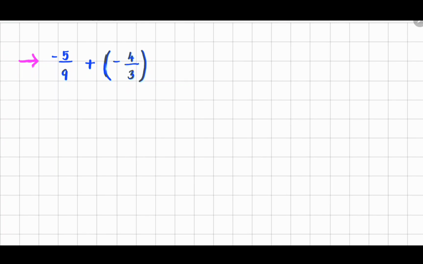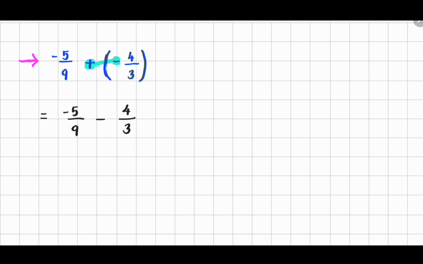We could solve the previous example using the LCM method. First, remove the brackets by multiplying the signs before and after the bracket. That's usual. We get negative 5 over 9 minus 4 over 3. Now let's use the LCM method.